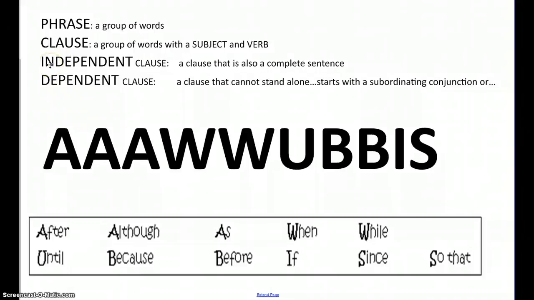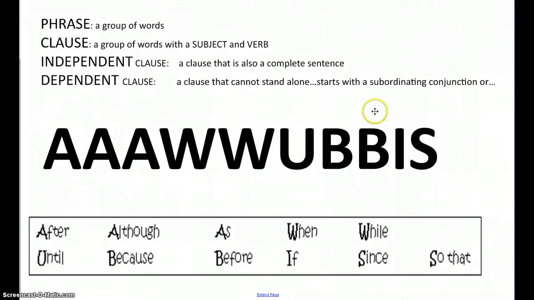The independent clause is a complete sentence, and we compared that to adults. They can do everything for themselves: work, pay their bills, buy a car, take care of others. Versus a dependent clause, much like us as students, or as children, dependent on our parents. A dependent clause needs an independent clause in order to make sense. That's really going to be our focus for the next couple of weeks: recognizing dependent clauses.